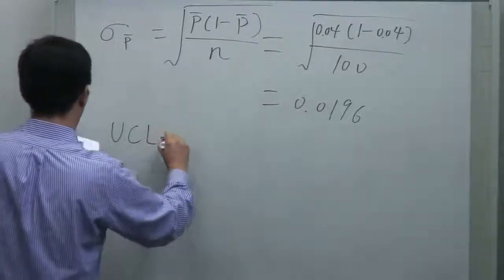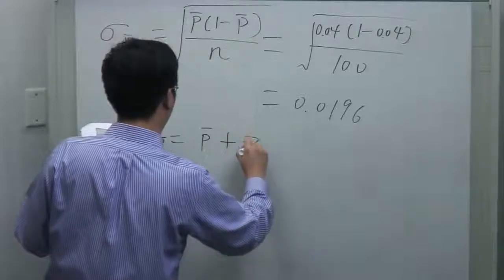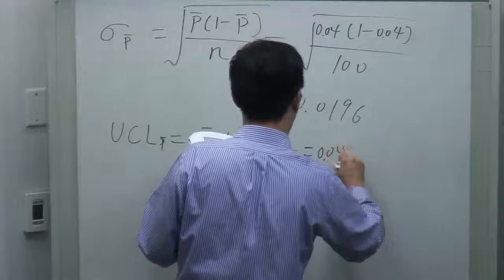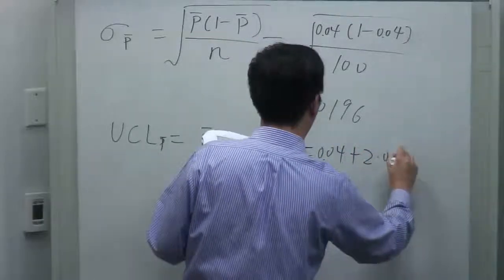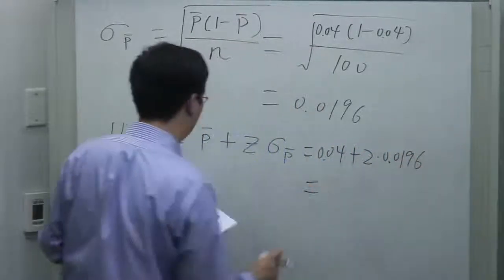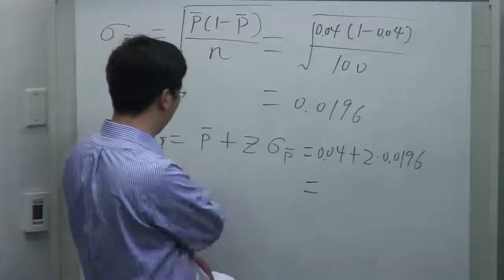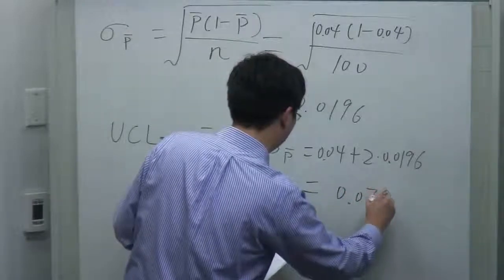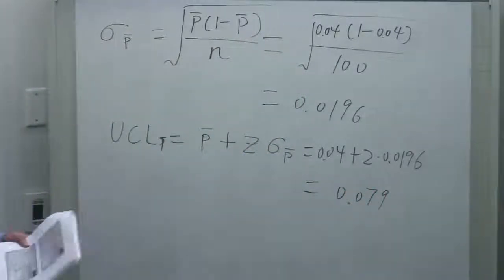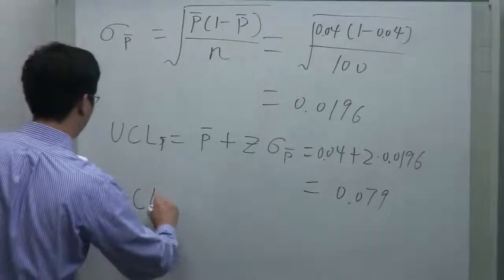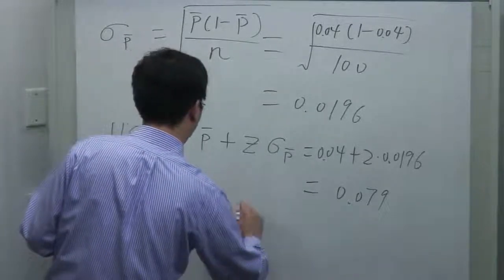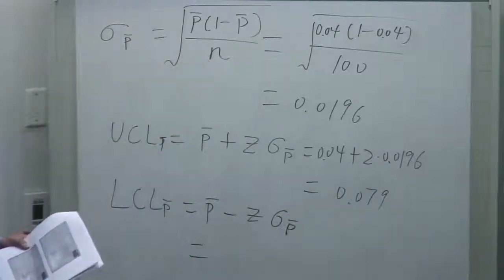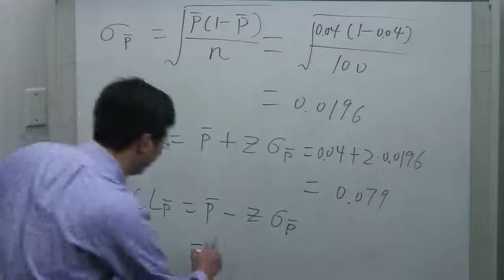Then it's pretty straightforward. UCL of P is equal to P bar plus Z value times sigma P, which is equal to 0.04 plus 2 times 0.0196. Who can tell me the final result of the upper control limit? 0.079. Correct? Can everyone get the same? Lower control limit is P bar minus Z value times sigma P. Just tell me the final value. 0.001.